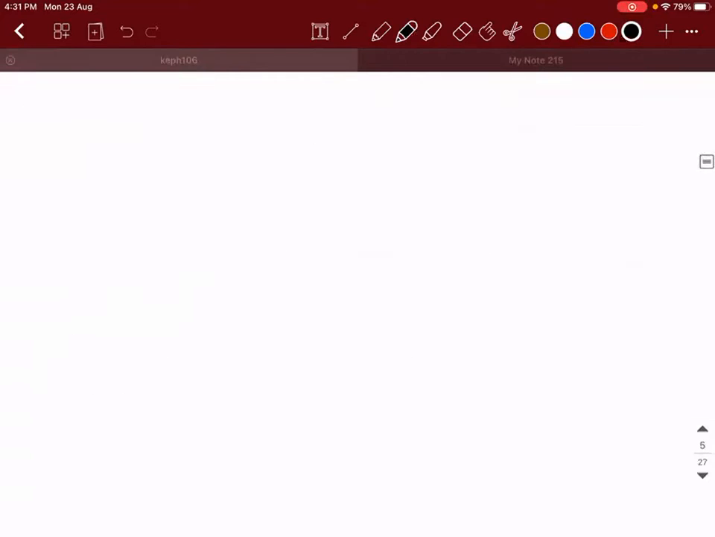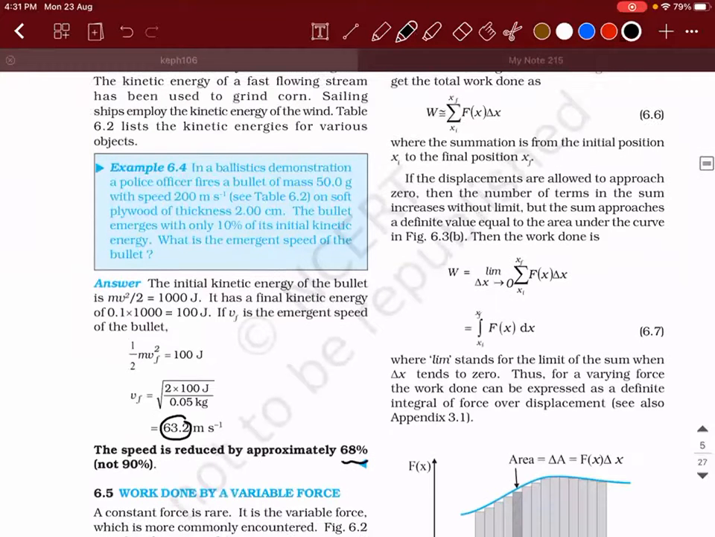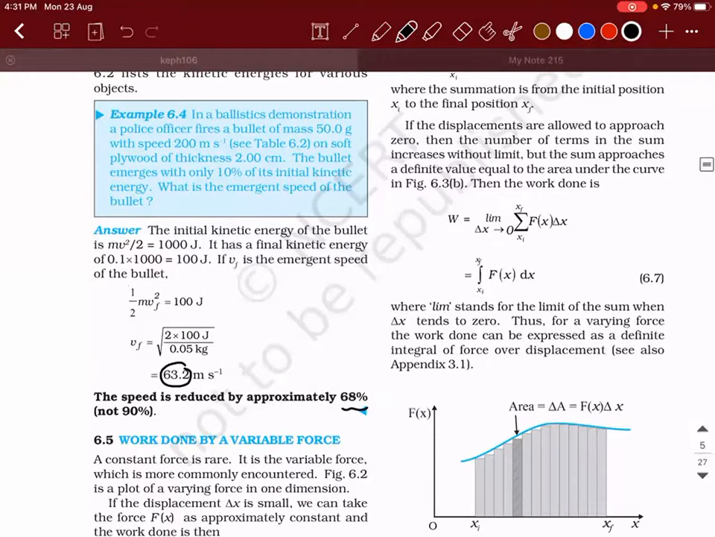Now what are they saying? They are trying to tell one point: that 10% of kinetic energy is remaining, means how much percent of kinetic energy is lost? 90% of kinetic energy is lost. Mostly that loss will be in the form of sound or heat only. You touch the plywood, wherever the hole was there, you touch and see, it will be very hot. So 90% of kinetic energy is lost.